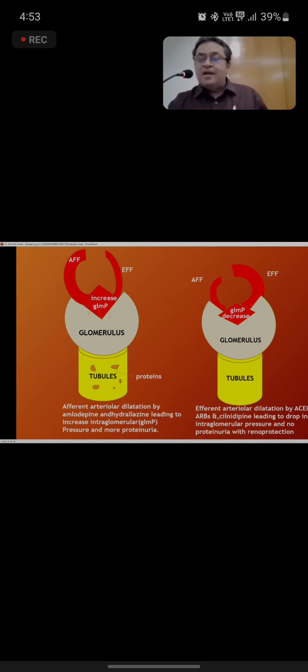So if at all you choose the right antihypertensive in the setting of diabetes and hypertension, then it should be either afferent-efferent dilators or efferent dilators, but not only an afferent dilator. So amlodipine or hydralazine or those major vasodilators like prazosin should not have been used, but you could probably have used ACE inhibitors or cilnidipine or benidipine, because these drugs are more preferred in this scenario.